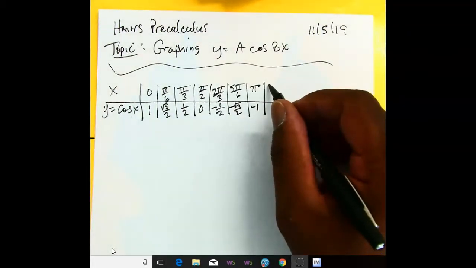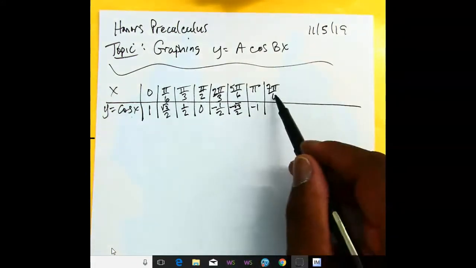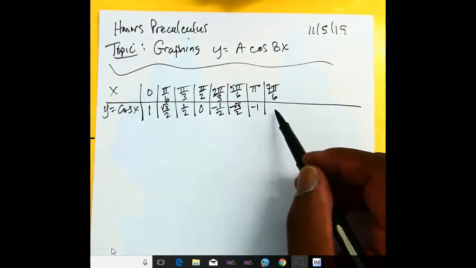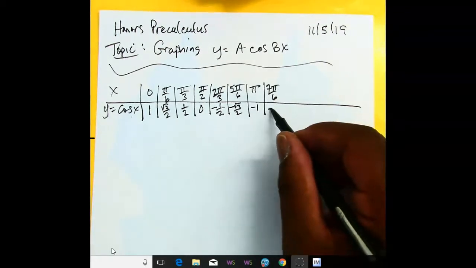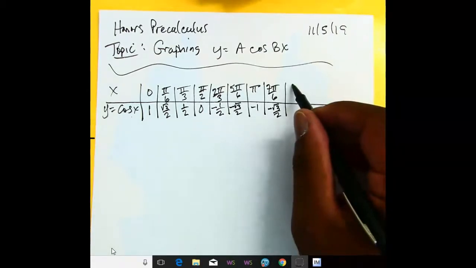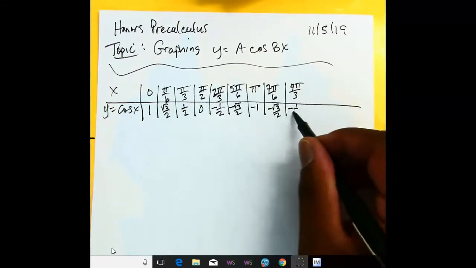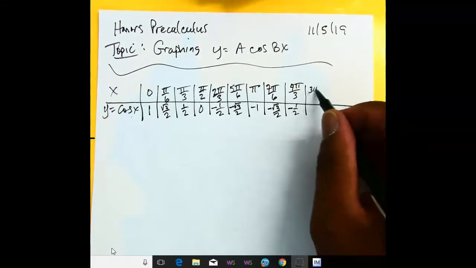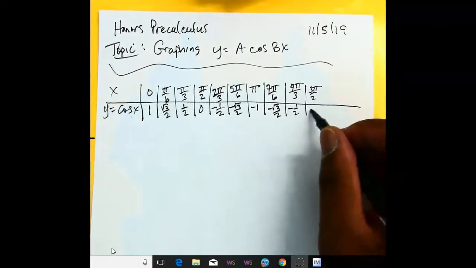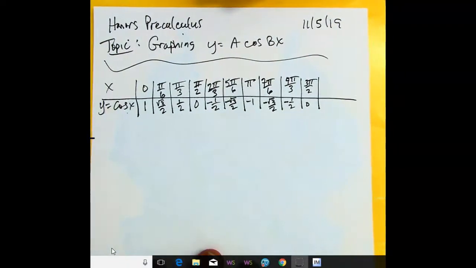to. When x is equal to 7 pi over 6, cosine of 7 pi over 6, we're in the third quadrant, so cosine is still negative in the third quadrant, so negative square root of 3 over 2. Cosine of 4 pi over 3 is negative 1/2. And the cosine of 3 pi over 2 is 0.